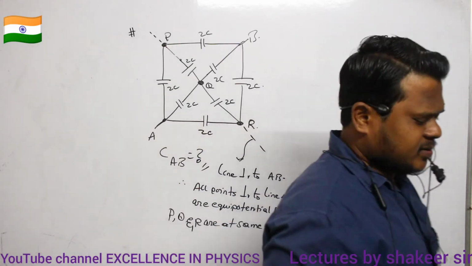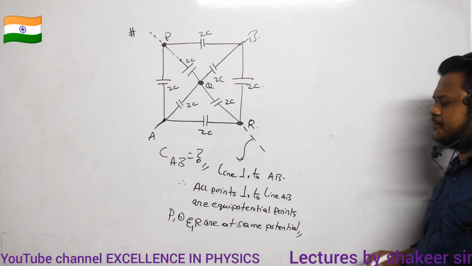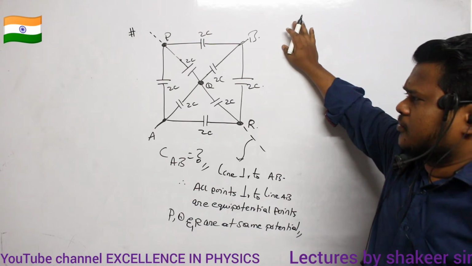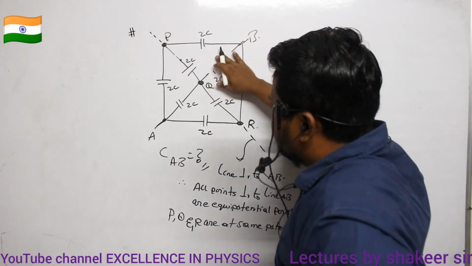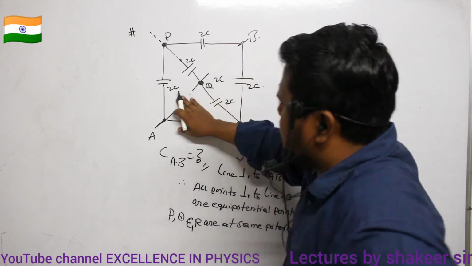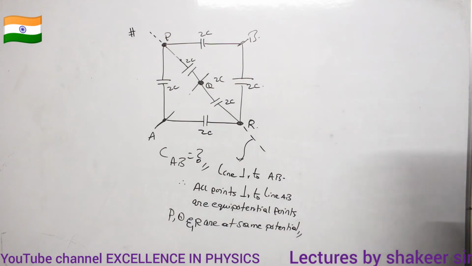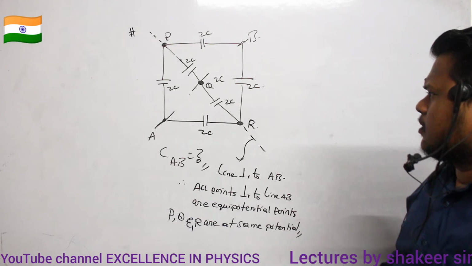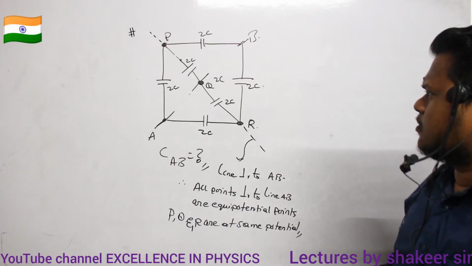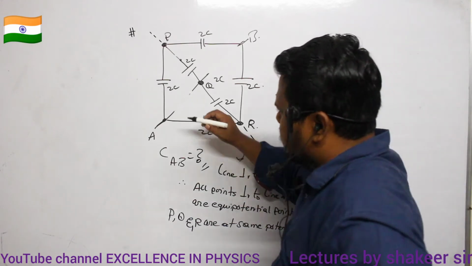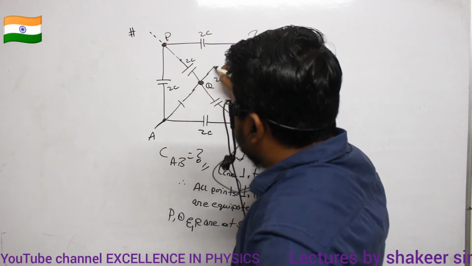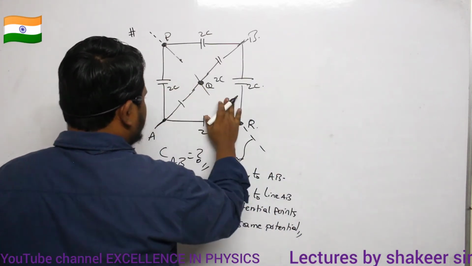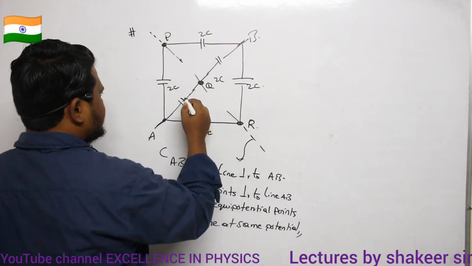So therefore what can you do now? Just remove these capacitors, remove this capacitor and remove this capacitor. Once I remove them, what is the equivalent circuit I got? Now how can I solve this circuit? Sorry, I have to remove these capacitors now. So 2C and 2C, these are the capacitors which we are supposed to remove.